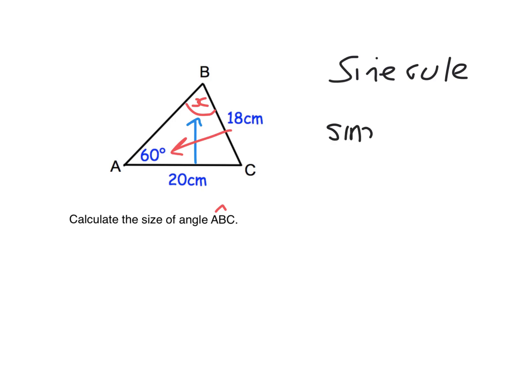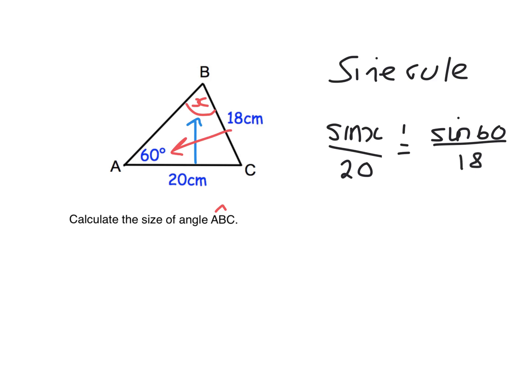So sine of X over the opposite side, so that's 20, is equal to, again I need to put the angle on the top, so sine of the angle, which is 60, over the opposite side, which is 18.